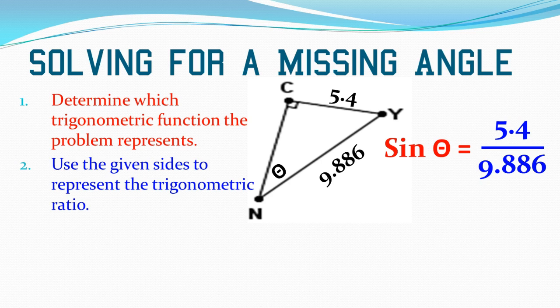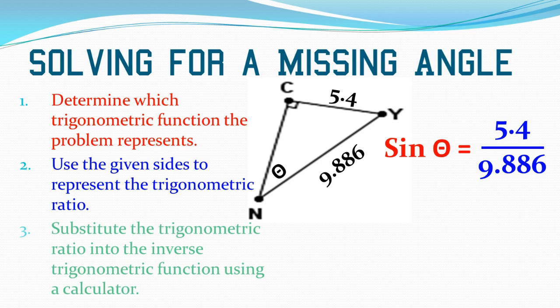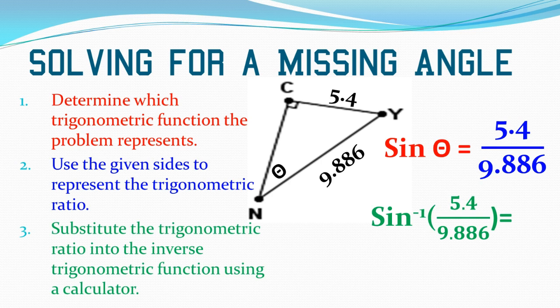So if I need to find what the theta or the angle measure is, I'm going to plug in inverse sine of 5.4 divided by 9.886. This equals theta. I'm going to substitute the trigonometric ratio into the inverse trigonometric function using a calculator. So in this case, I would hit second sine. That'll give me my inverse sine function, and it's going to open a parentheses for me. I'll type in 5.4 divided by 9.886, close parentheses.